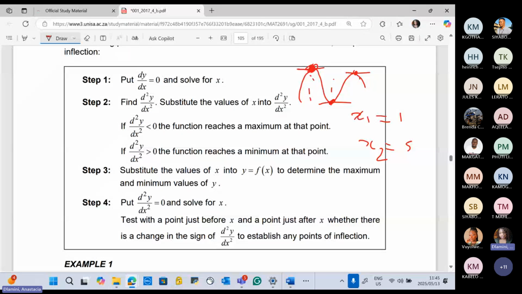So are we all okay with finding the maximum and minimum? Yes, ma'am.